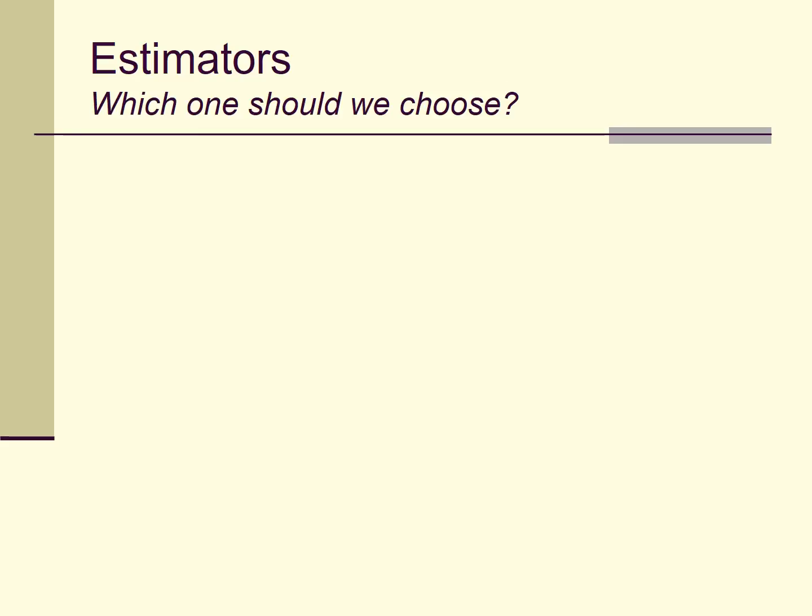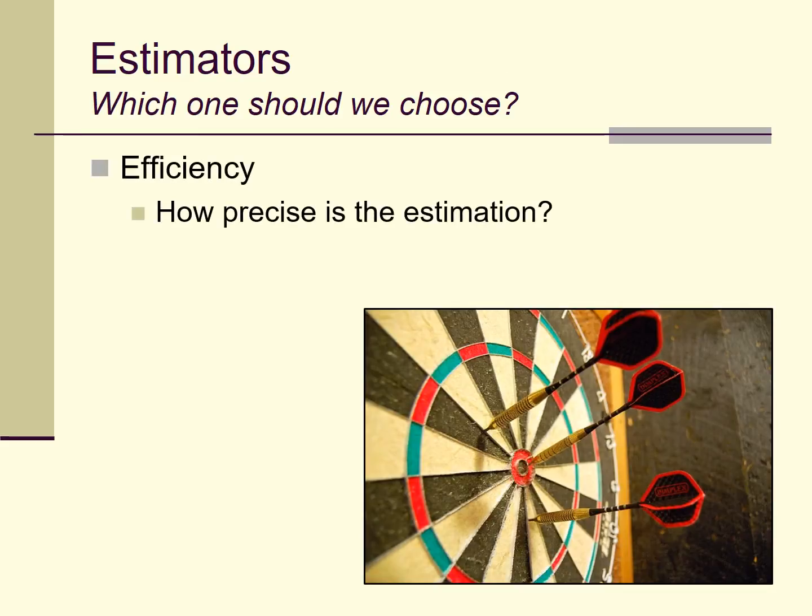So the final criterion is efficiency, and the way we can think of efficiency is how precise is the estimation. If each estimation is a dart thrown at a dartboard, how tightly clustered are those darts? And we saw that in general, as we increase sample size, estimators like means and medians tend to get more narrow, more focused, more consistent.